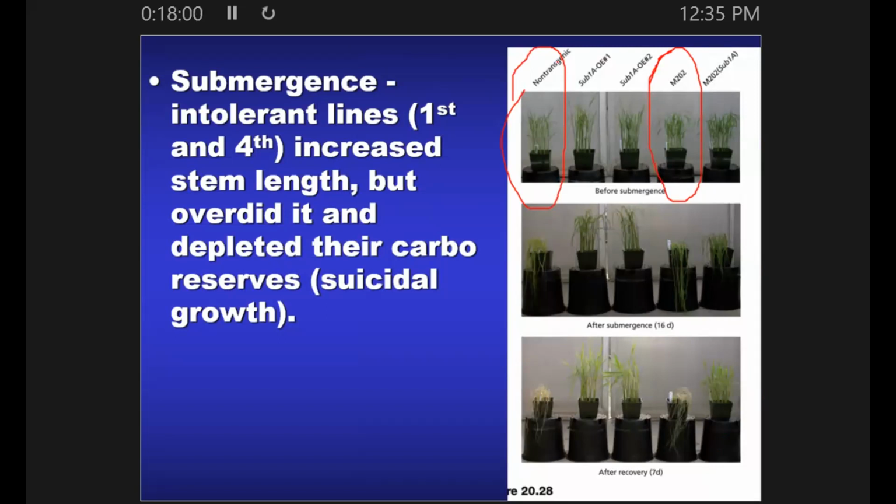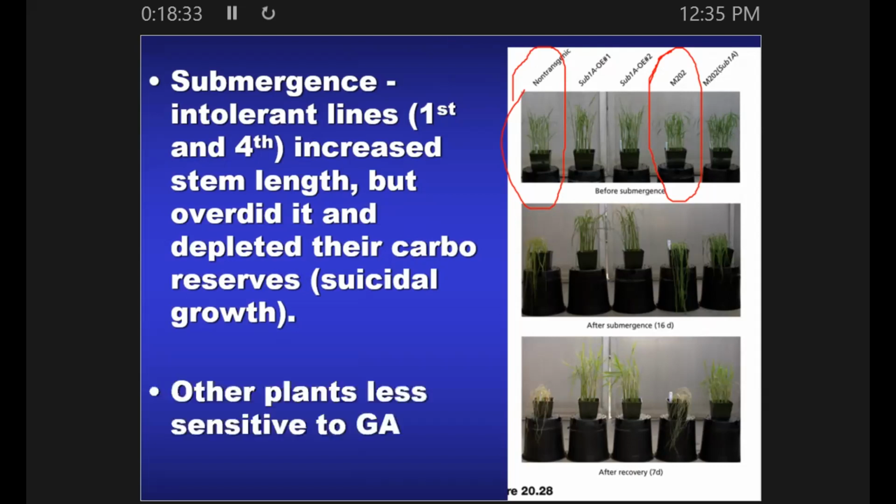hypothesized was happening is the wild type ones, the intolerant plants, they did that escape strategy. They tried to escape, but they didn't do it carefully enough in the sense that their stems were too weak. So when the water moved away, their tissues couldn't handle that loss of support of the water. They ended up flopping over and dying. Whereas the other ones did the escape strategy, but not so dramatically. And after the water was removed, they were able to deal with it and survive.